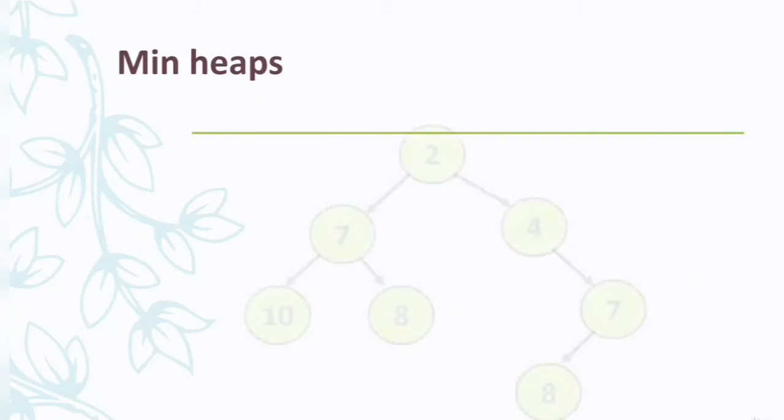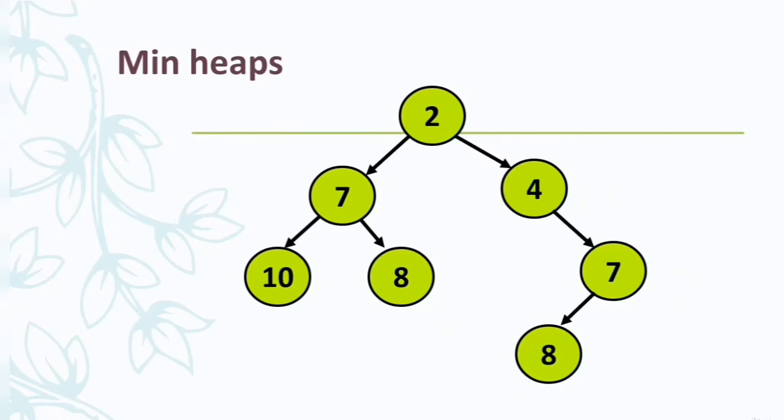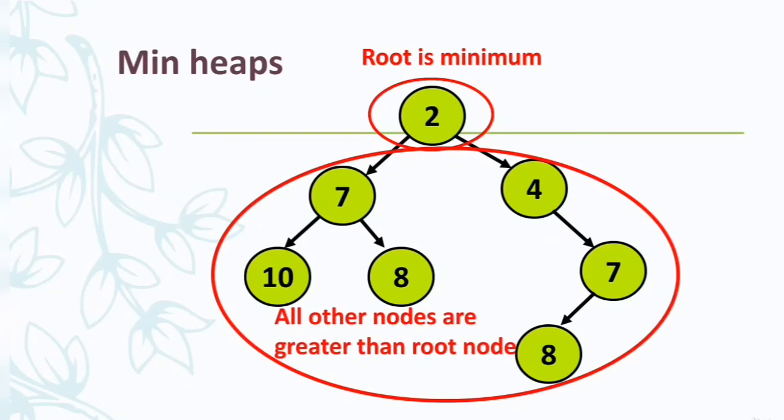Again, the next one is the min heap. So if we again consider this as a tree which has the root node as 2, in this case the value of the root node is minimum. We can compare this with the remaining nodes. In this case, the value 2 is the minimum of all the nodes, whereas all other nodes are greater than the root node. So this is what min heaps are.